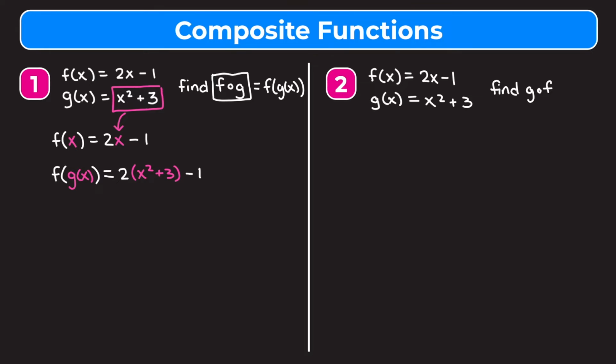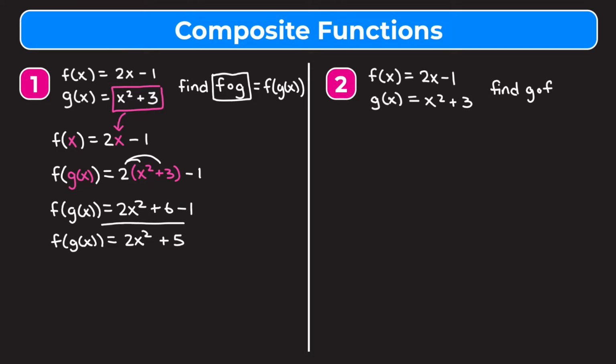Now we just want to simplify the right side of our equation. So we have f of g of x is equal to, I'm going to distribute this 2 out, I get 2x squared plus 6 minus 1. Finally, I just want to simplify the 6 minus 1. 6 minus 1 is 5, so I get 2x squared plus 5. So f of g of x is equal to 2x squared plus 5.